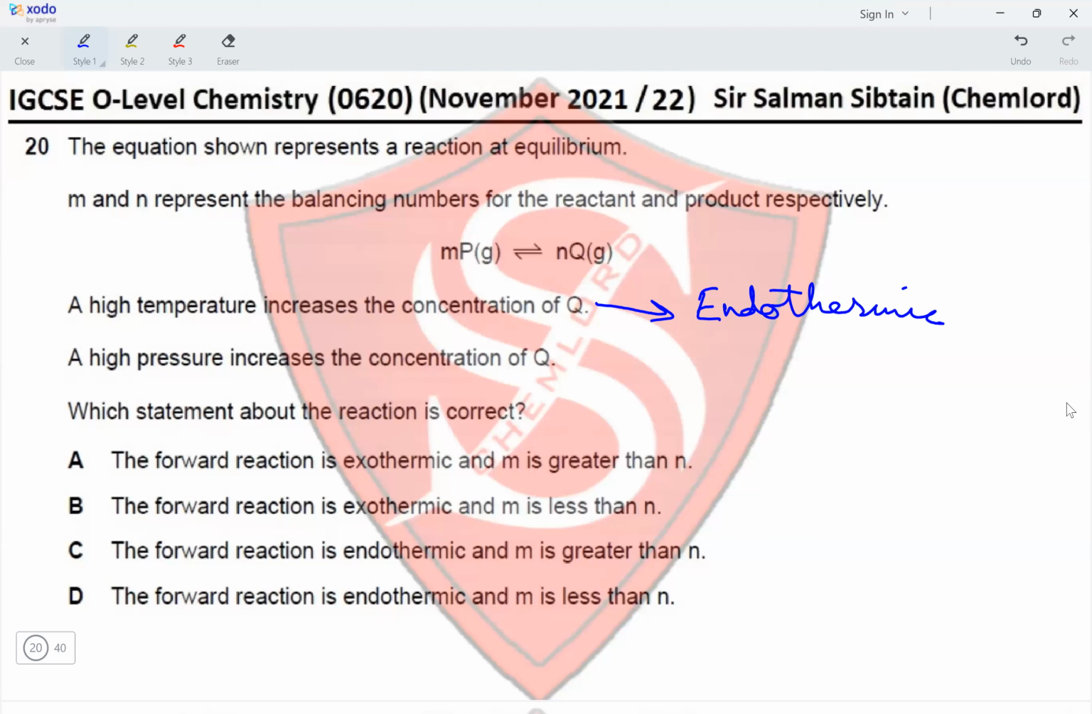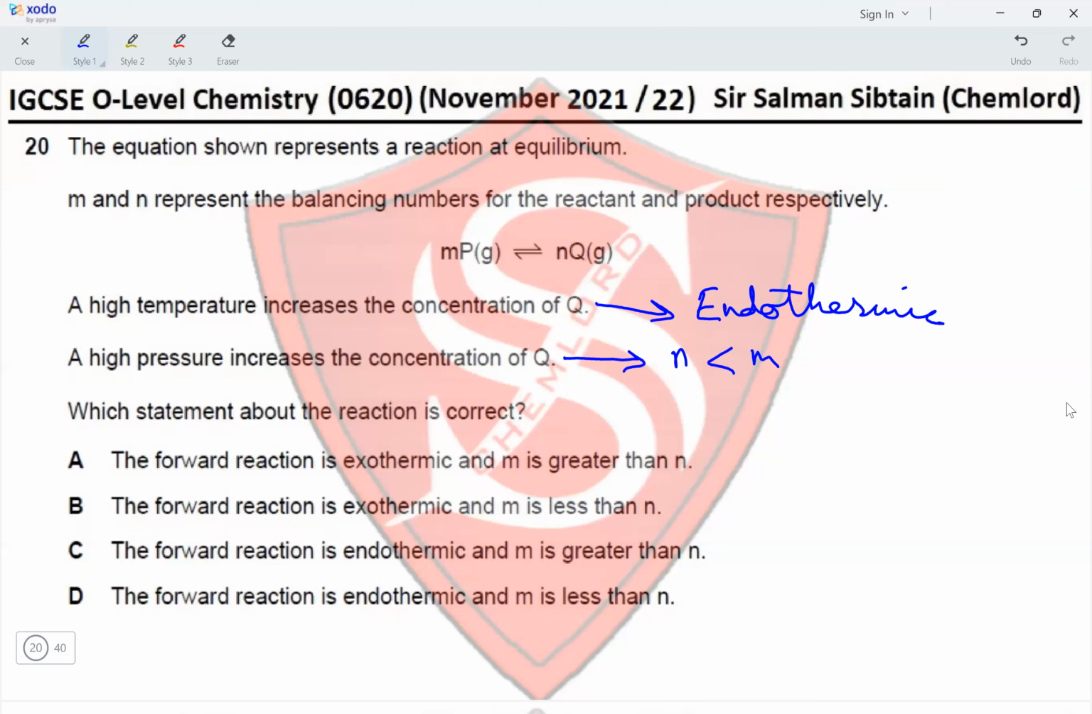And next, a high pressure increases the concentration of Q. A high pressure favors the forward reaction, meaning N is a lesser value than M, because the number of moles of products will be lesser than the number of moles of reactants. That is why an increase in pressure would favor the product side of the reaction. So the moles represented by N is lesser than the moles represented by M. Which statement about the reaction is correct?